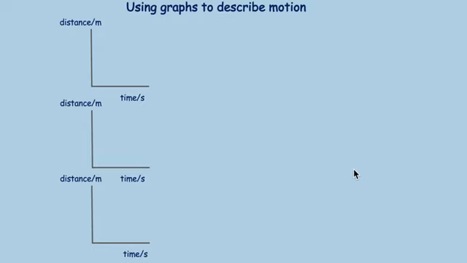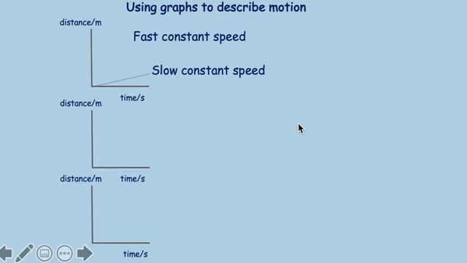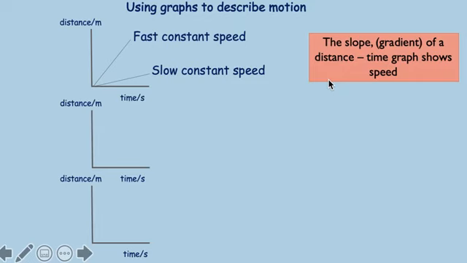Let me show you some different things that we can do. So you might want to take some notes or look at this. This is useful stuff here that you will need to understand. So look, something going at a slow constant speed might have a fairly shallow gradient there. Something that's going fast constant speed will have a steeper gradient. So the gradient is basically how steep the line is. So that's not very steep, so it's slow. That's steeper, so it's faster. Okay, slow and then fast. So the slope or the gradient of a distance time graph shows us the speed.